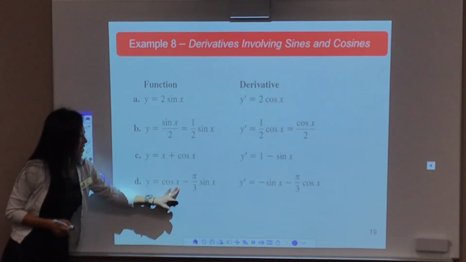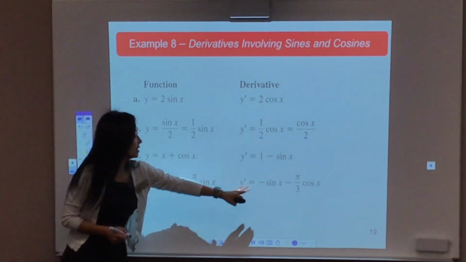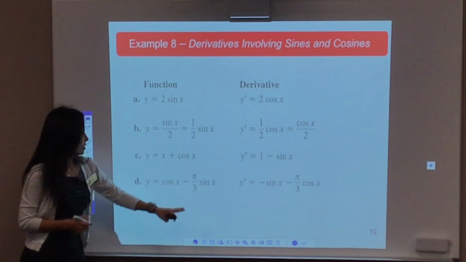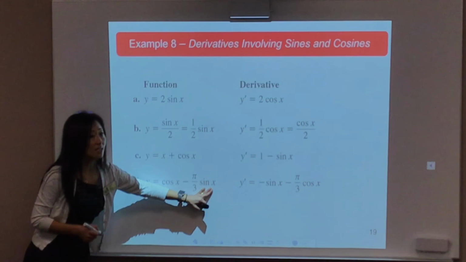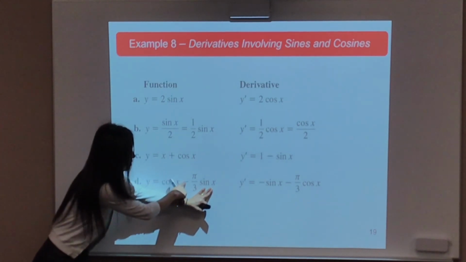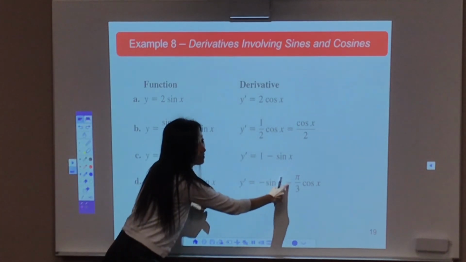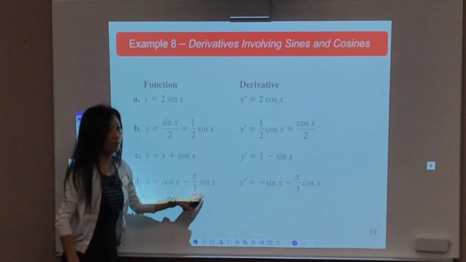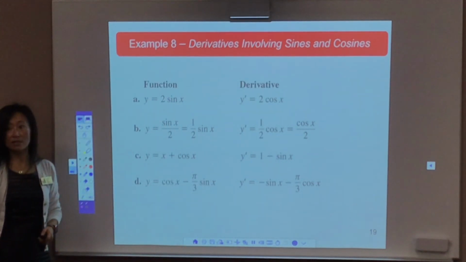All right, the derivative of cosine x is negative sine x. What's the derivative of sine x? Cosine. Since you have a negative, you have to put negative, and your constant is constant. Does it make sense? Okay.